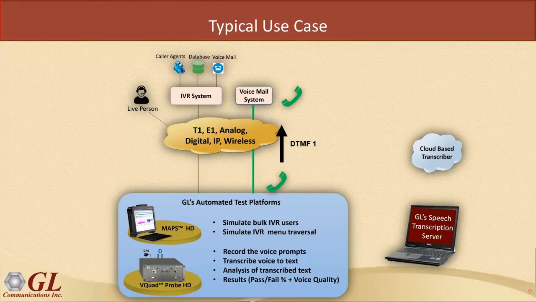Now we're listening to the system, to the voicemail or the IVR. We're listening to the prompts coming back. As the prompt comes back to us, the maps or the VQuad is doing all the heavy work. It is recording that file, the prompt coming back, sending it out to the speech transcription server, which goes out to the cloud-based transcriber, and comes all the way back as text. So the maps or VQuad is doing all that heavy lifting for you. As it comes back, we can then analyze what came back.